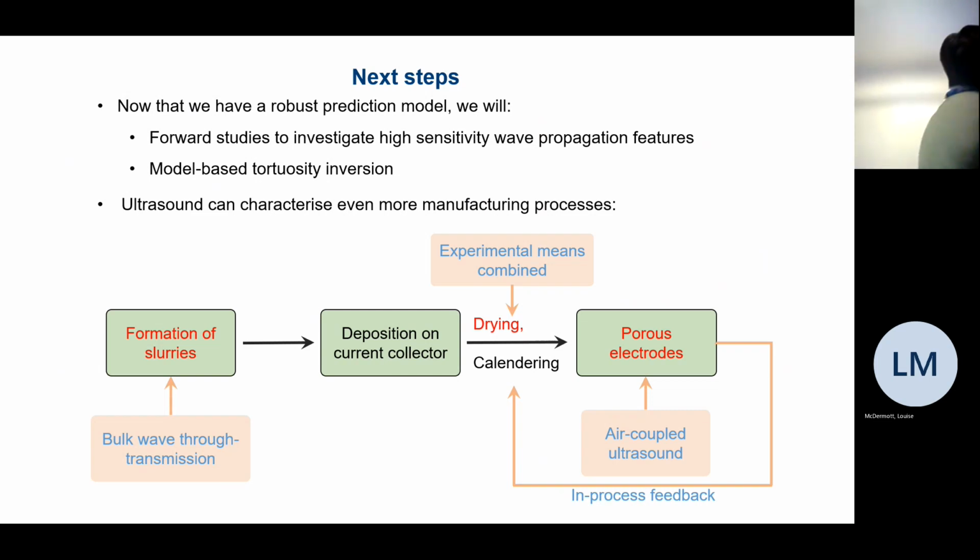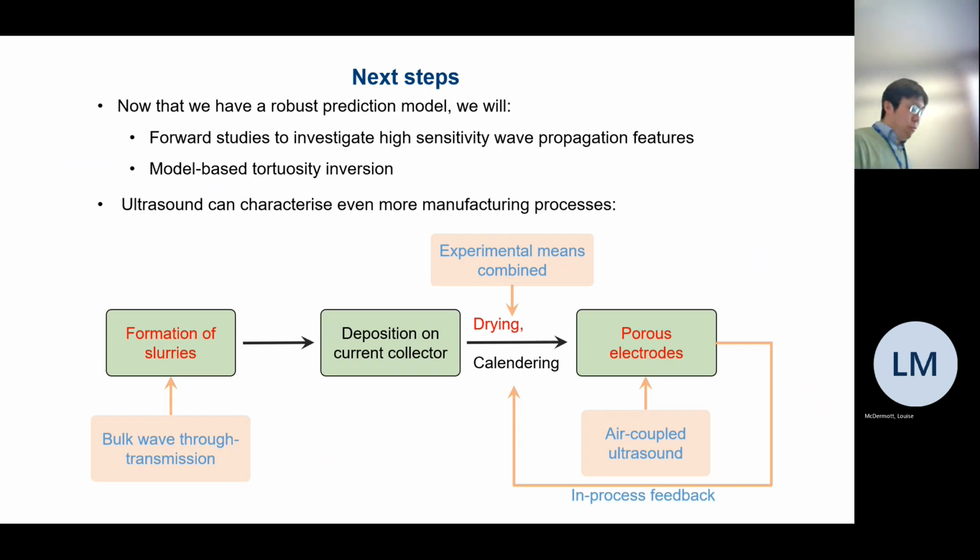Okay. And the next step, obviously, is to use this forward prediction model in order to investigate how the sensitivity of the changing properties of the electrode layers is affecting wave behaviors. And we will then find out the high sensitivity configurations, and then attempt the model-based inversion of tortuosity as well as porosity for the characterization of these properties.